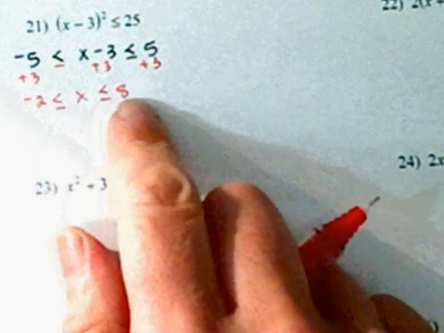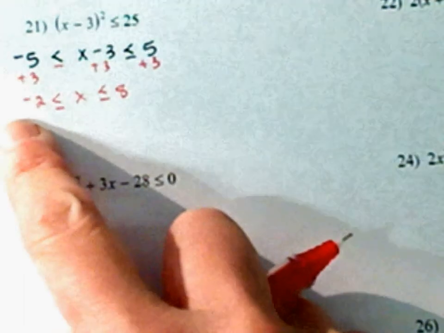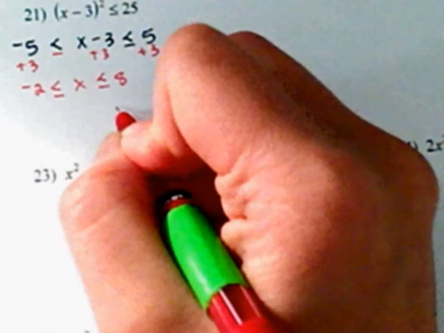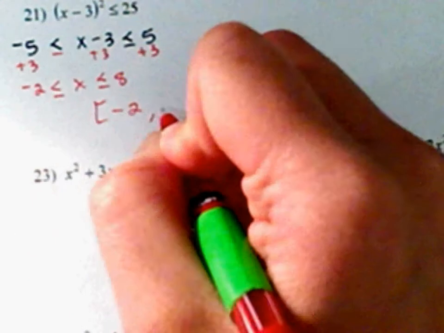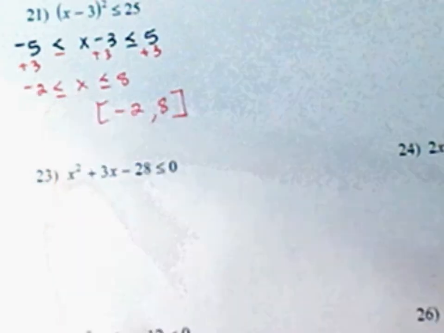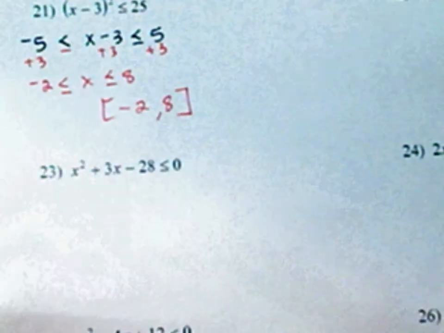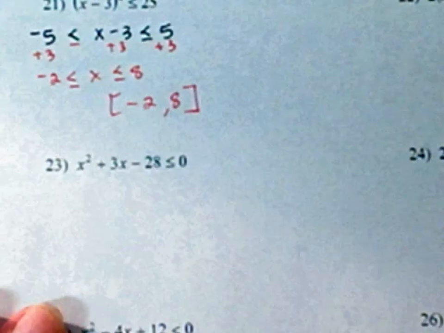Is this a true statement? Can x be less than 8 and greater than negative 2? Yes, so they're going to be pointing toward each other. So your solution will be starting at negative 2, going all the way to 8 with a bracket. There's an equal sign, okay? So these are pointing toward each other. 22, let me do this.